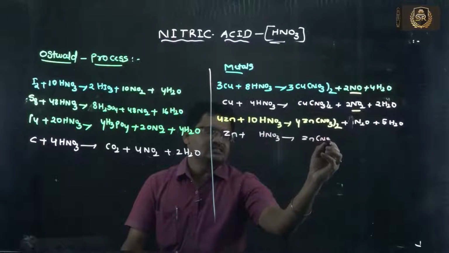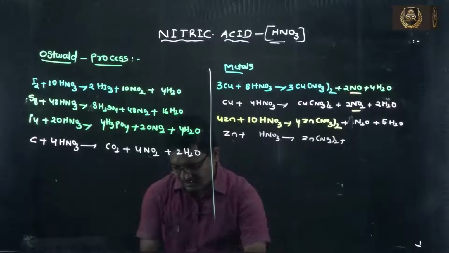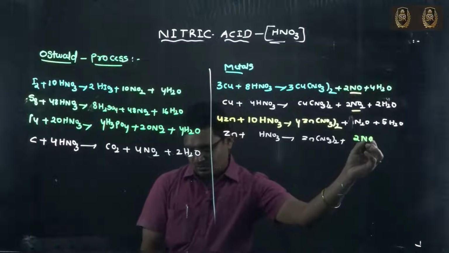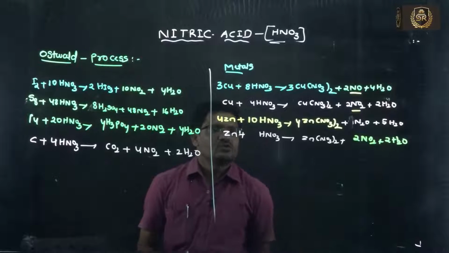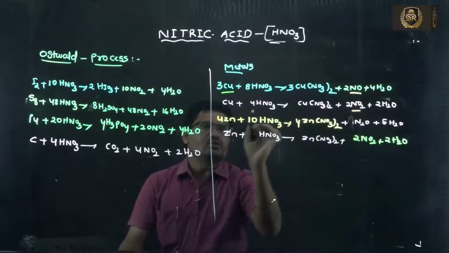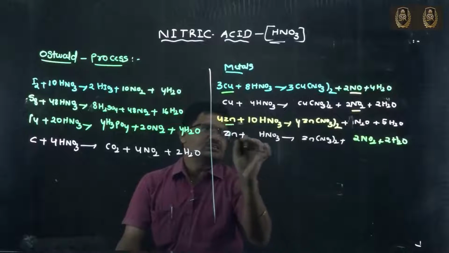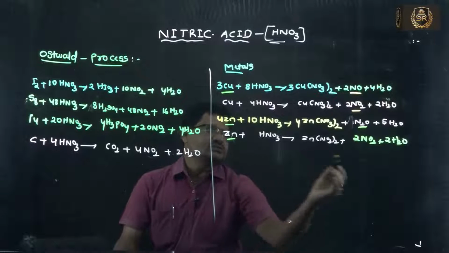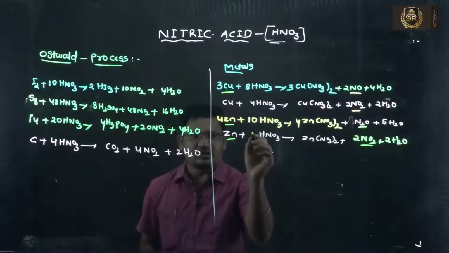Zn(NO3)2 is formed, twice, other byproducts are 2NO2 plus 2H2O. So, what we observed in this one: when copper reacts, we get NO; with n moles of copper we get 2NO2. Zinc gives N2O, and n moles of zinc gives 2NO2.